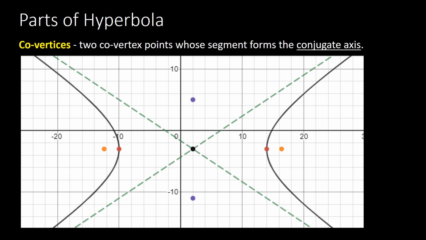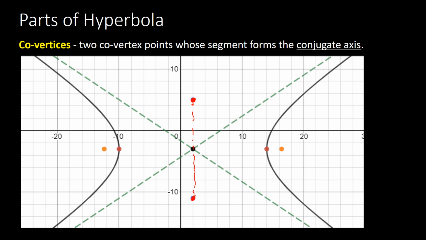Next, we have the co-vertices. Similar to the ellipse, we have co-vertices here. The co-vertices are two co-vertex points whose segment forms the conjugate axis. This is our co-vertex, and this one is the other co-vertex. Once we join them, this forms a line segment which we call the conjugate axis.